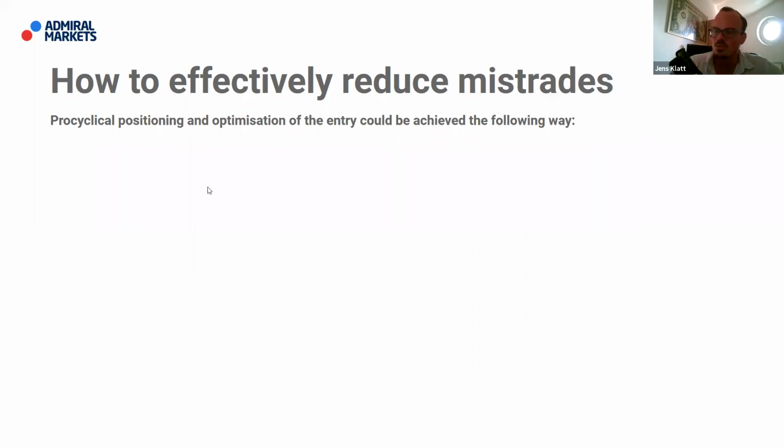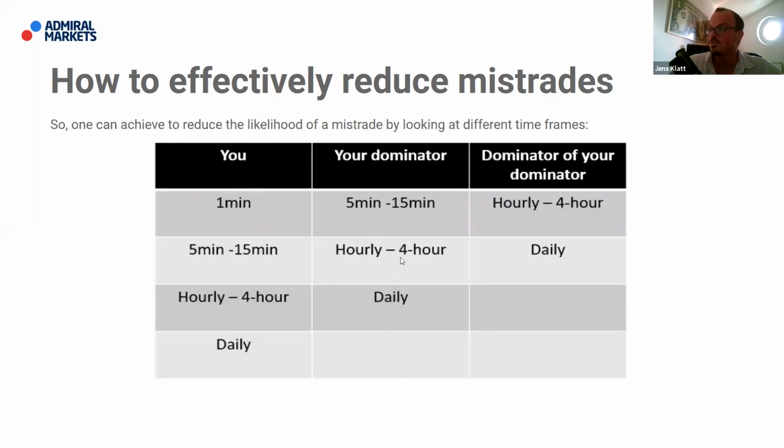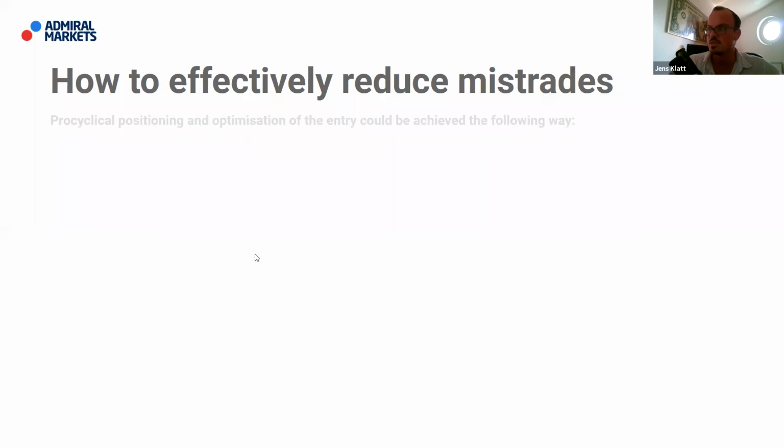So what we now try is to position ourselves pro-cyclically and optimize the entry of our trade, in fact. And therefore, first of all, we look at a sequence of higher highs and higher lows. In this case, we take a 4-hour chart in which you recognize a regression. One thing, very important, 4-hour means here that we're then obviously looking at a 5, probably even a 50-minute chart, okay? So we see the sequence on the time frame above our traded time frame, which is in this case the 4-hour chart, and we are trading a 50-minute chart in this case, okay?